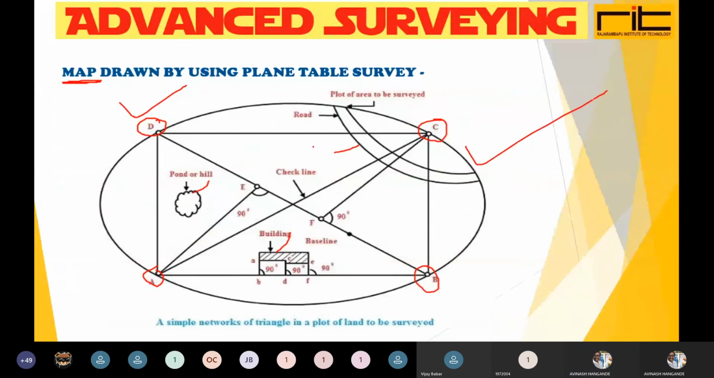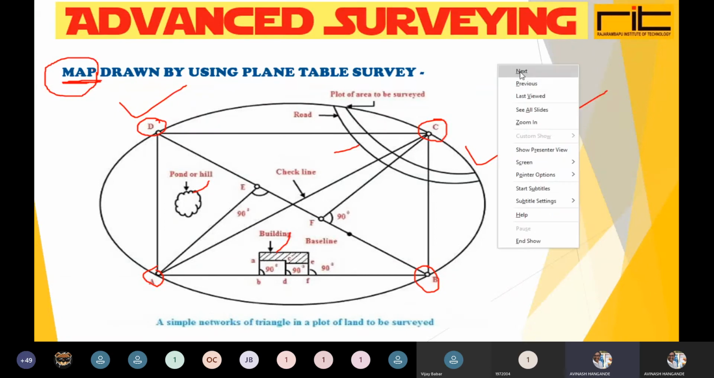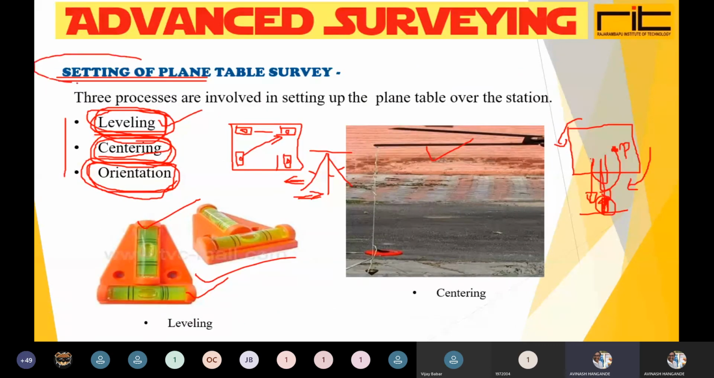Then the final product that we had seen, that is the map. Okay, that we have to prepare. Okay, so this kind of map we can prepare using our plane table surveying. Then the setting of plane table surveying. The setting means temporary adjustment. Okay, remember that setting means what? Temporary adjustment.